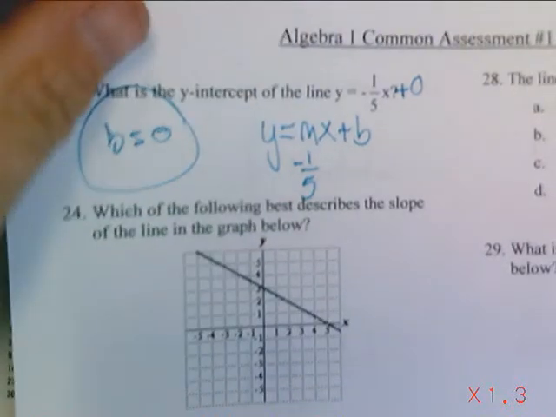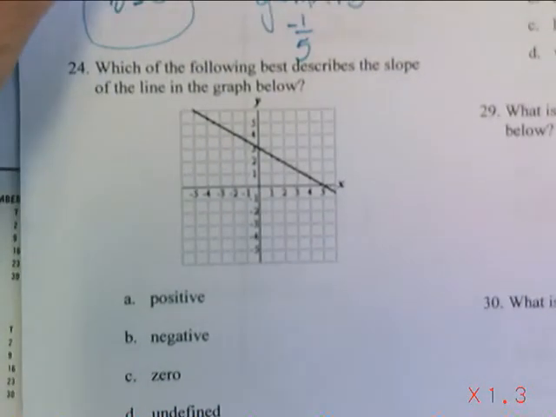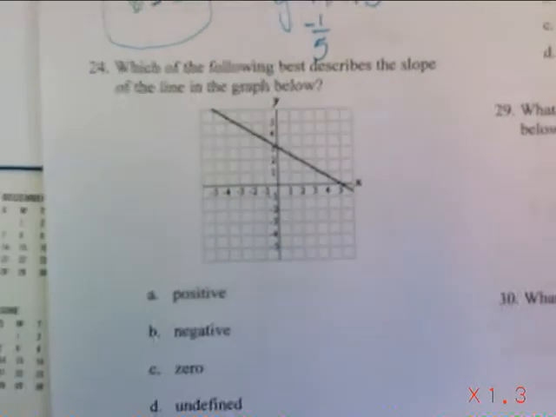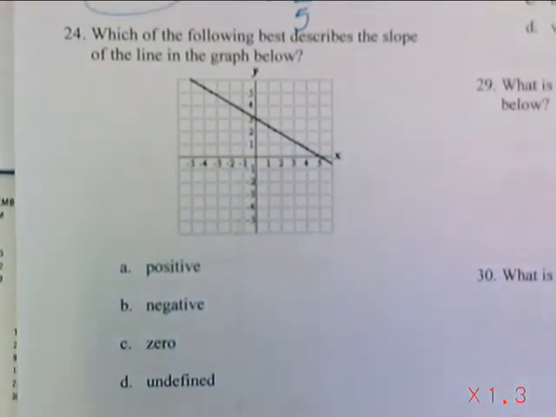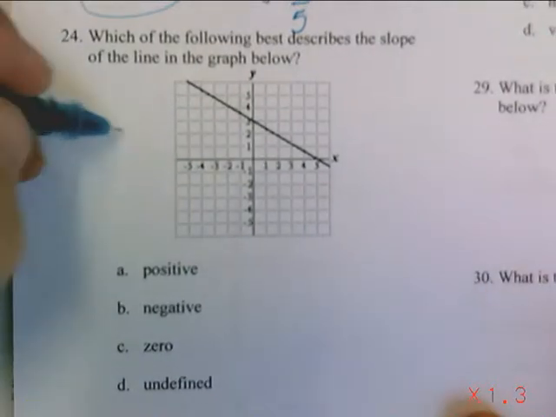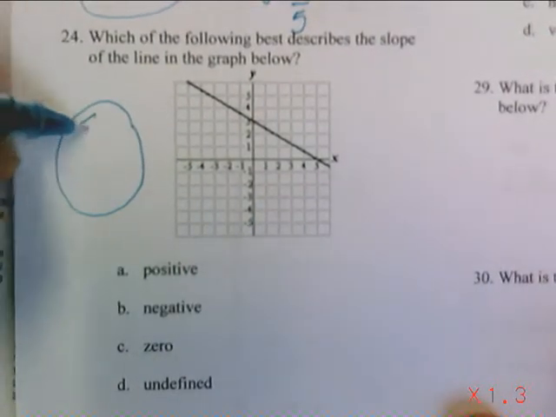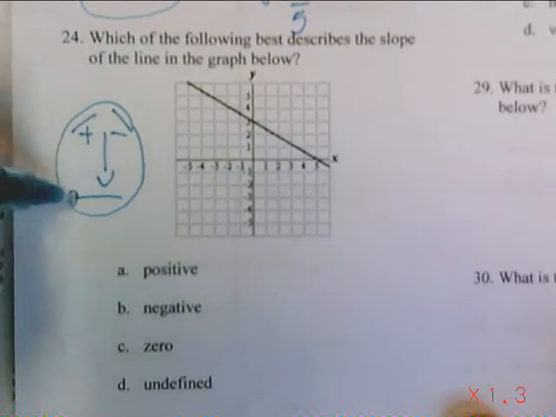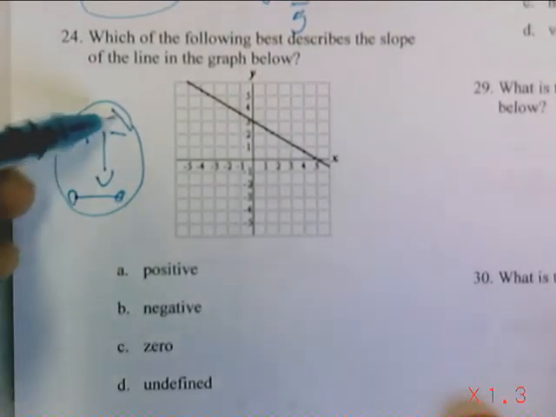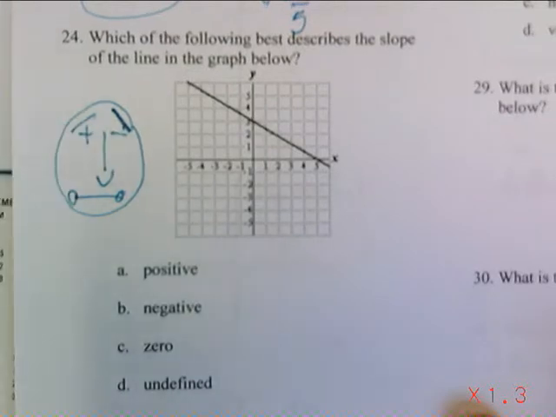All right, 24. Which of the following best describes the slope of the line? So look at the graph, the slope, and if you need to, draw a slope guy. There's slope guy. Well, it looks most like this line, so I would describe it as negative.